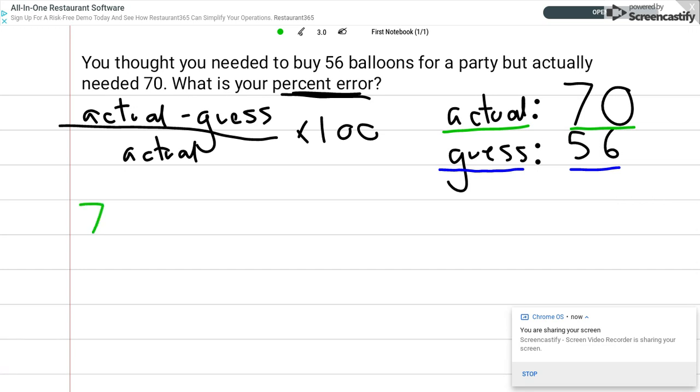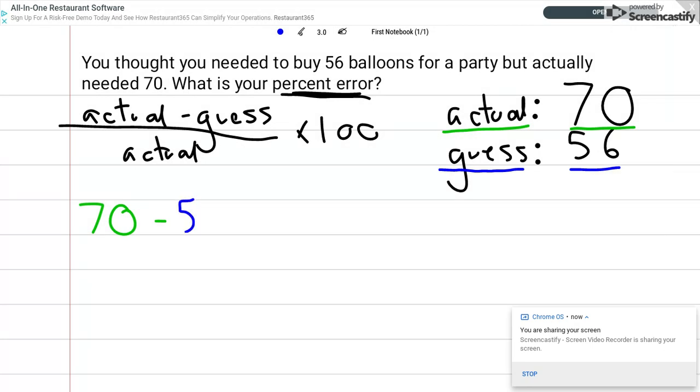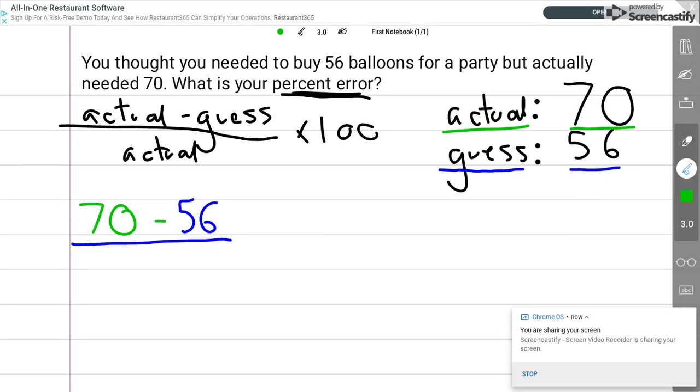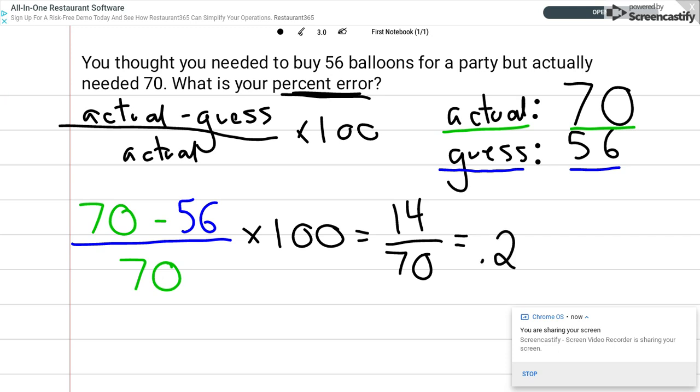So my actual 70 minus my guess, which is going to be 56, all divided by my actual amount that I needed, which was that 70. And from there, I'm going to multiply the whole answer by 100 so it gets right to a percent. So I like to break this down into a few steps. So the first thing I like to do is that 70 minus 56, which is going to give me 14. Then I divide that by 70. So when I do that, I get an answer of 0.2.